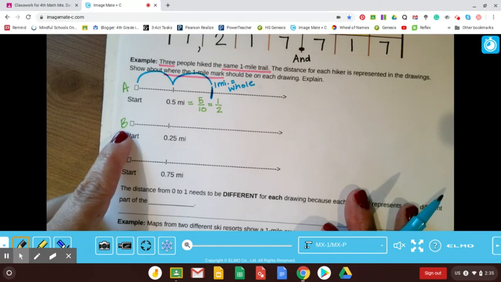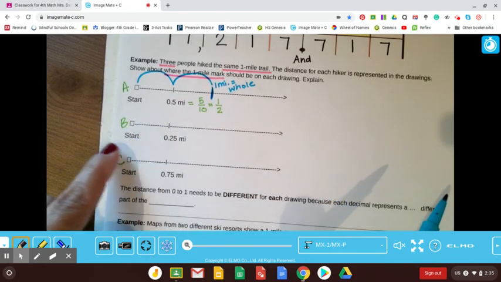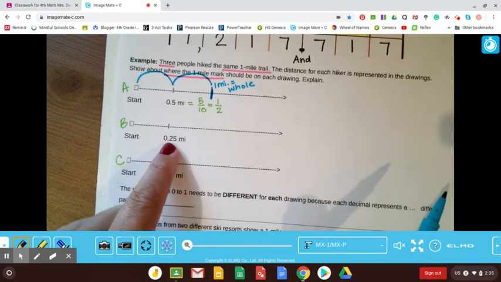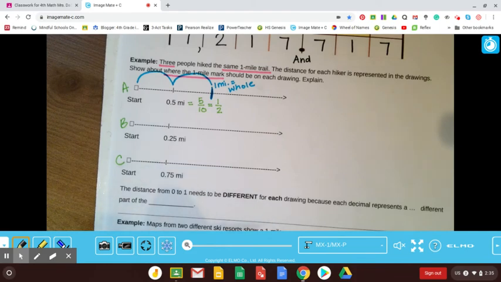So hiker B is also hiking that 1 mile trail, but so far she's only hiked 25 hundredths of a mile. So let's see, what would that be like in a fraction? That might help me to think about it.